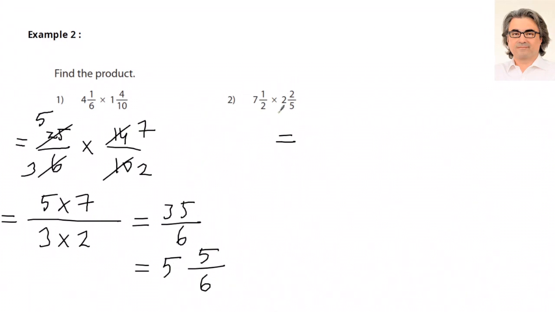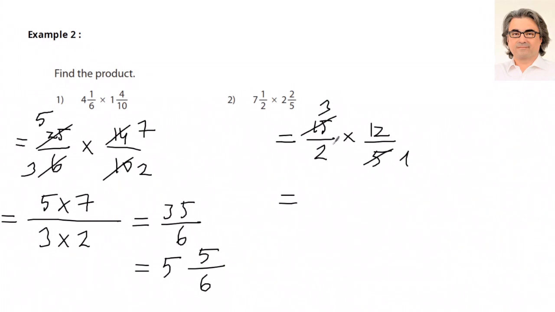Now let's continue with the next one. Change these two mixed numbers into their improper form. 7 times 2 is 14, 14 plus 1 is 15. 15 over 2 is its improper form. What about this one? 2 times 5 is 10, 10 plus 2 is 12. 12 over 5 is its improper form. Is there any simplification? Yes. Between 15 and 5, both are divisible by 5. 5 over 5 is 1. 15 over 5 is 3.